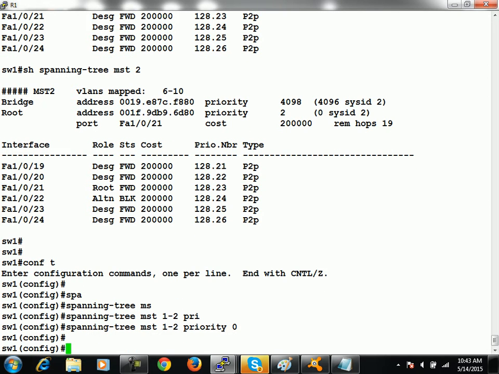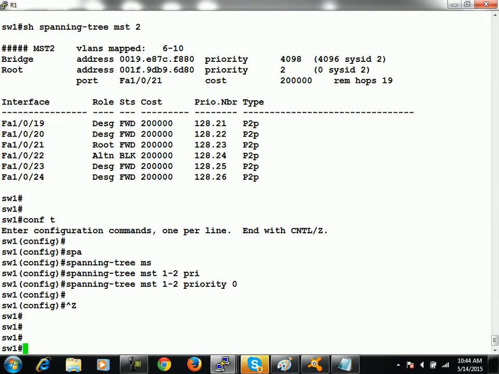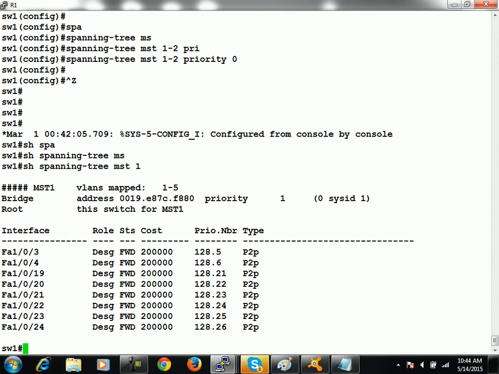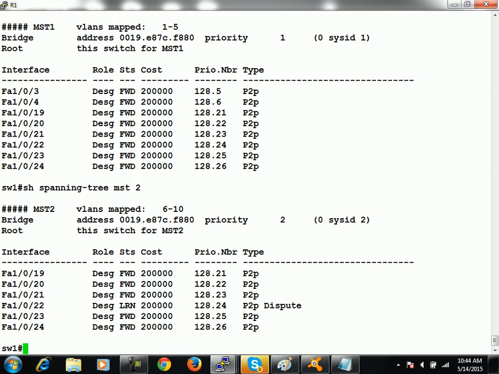So you can also modify the priority of a switch for multiple instances of STP. Just like in this example, I configured its priority as 0 for both instance 1 as well as instance 2. So this time switch 1 will become root bridge for instance 1 as well as instance 2. So spanning tree MST1, you see, this is the root. For instance 2 as well, this is the root. Any problem?